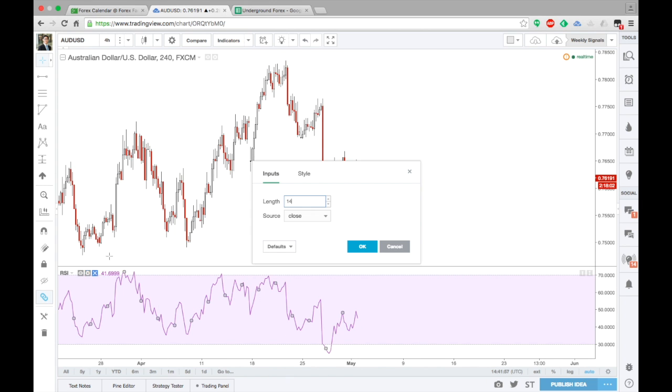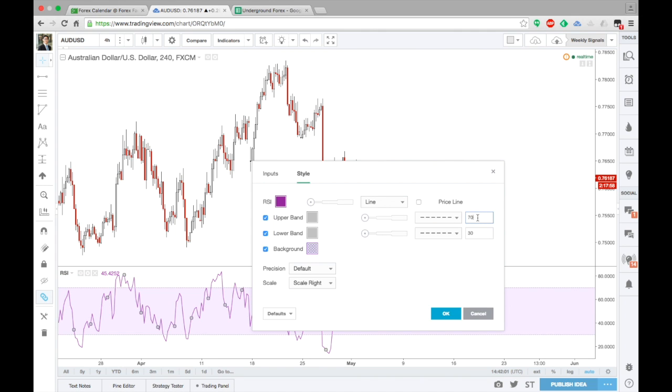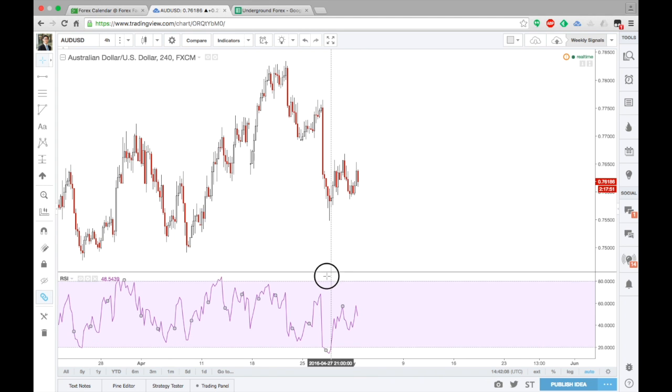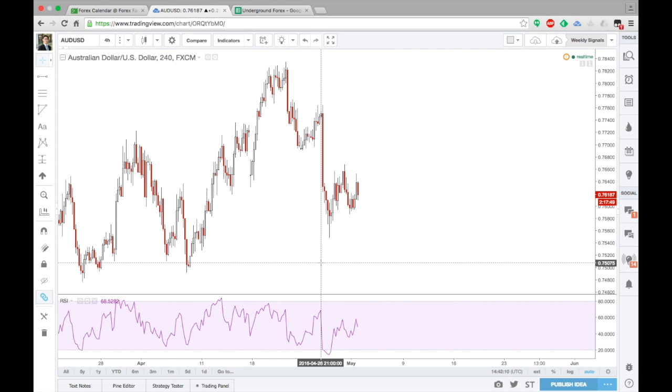Alright, let me set it up properly. We'll use a period of 7 with extreme levels at 80 and 20. So what we use exactly is period 7, extreme levels 80 and 20.